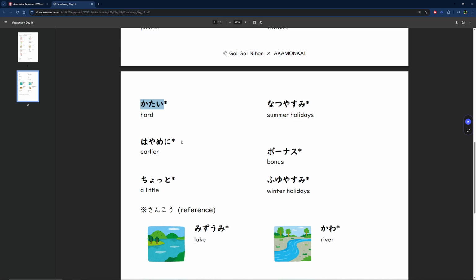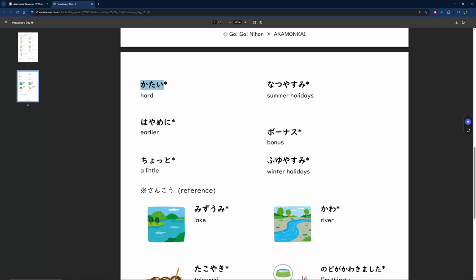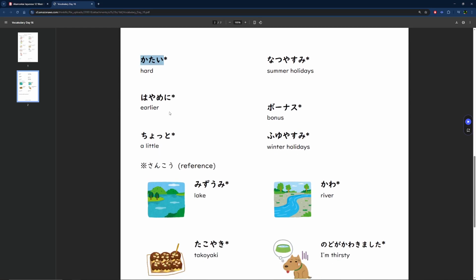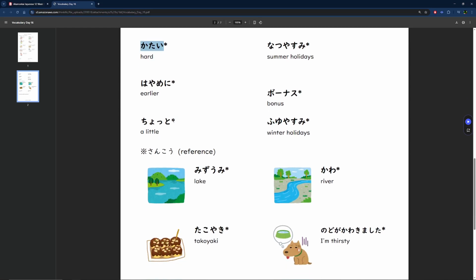Yeah. So the ni is like a particle there. Oh. But yeah, hayame ni. Hayame ni. Okay. Bonasu? For bonus? Choto? For a little? Fuyu yasumi? For a winter holiday?